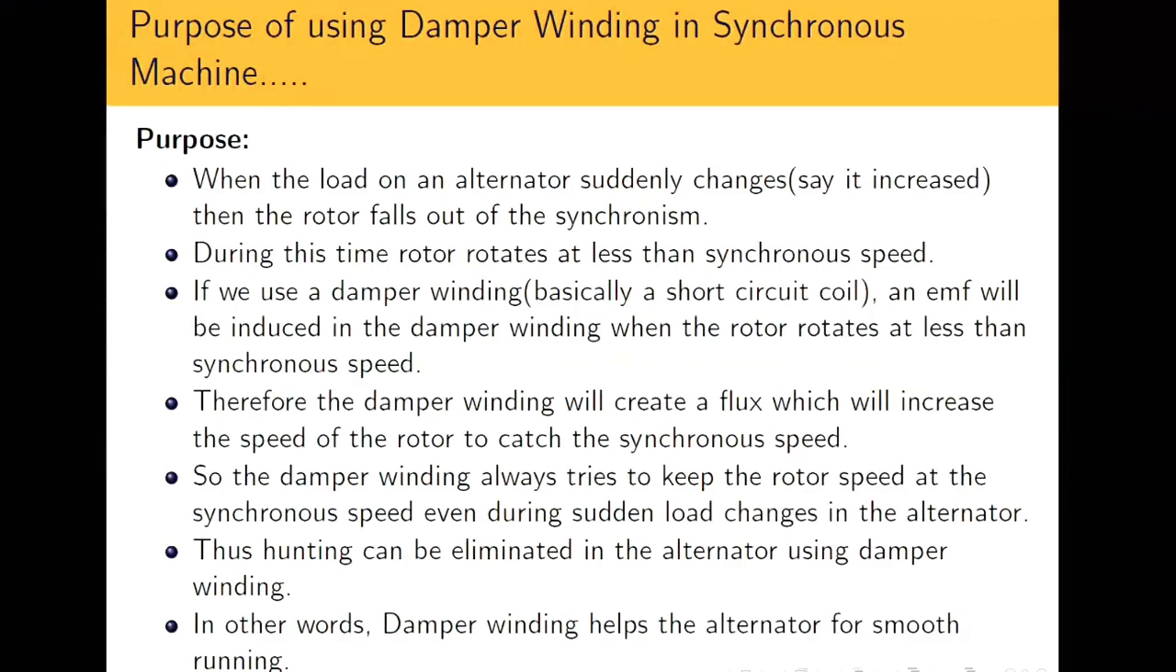It is a short circuit coil. It will produce an EMF, and hence the rotor rotates. The damper winding will create a flux and increase the speed of the rotor to catch up with the synchronous speed. So the damper winding always tries to keep the rotor speed at synchronous speed, even during sudden load changes in the alternator, and hunting can be eliminated using damper winding.